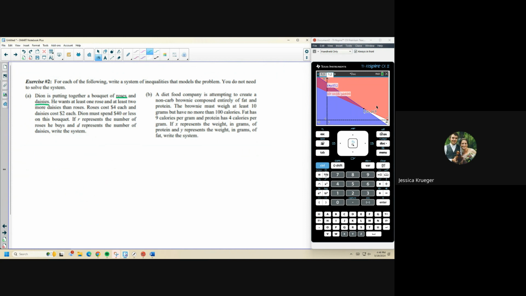So the first thing I notice that's a constraint is he wants at least 1 rose. So R is the number of roses. So R must be greater than or equal to 1. That means he's got at least 1 rose. The second constraint, at least 2 more daisies than roses. So the daisies must be greater than or equal to the roses plus 2. So he wants to have at least 2 more.